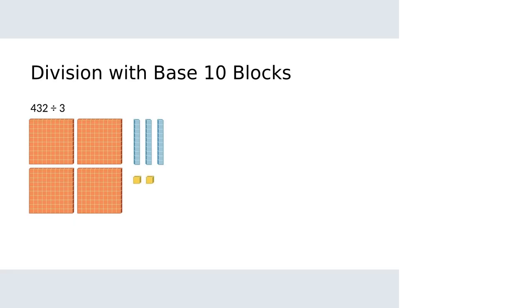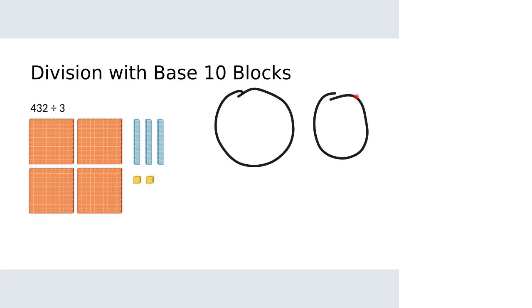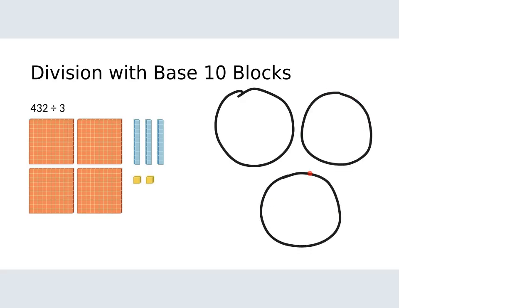When we divide by 3, we want to put these in 3 equal piles. So I'm going to make my 3 equal piles over here. This won't be a work of art, I promise you. There's my 3 equal piles. And I'm just going to start putting stuff in them. So I'm going to take one of these flats and put it in each one of those. So I put a flat in each one. Okay, now I have 1 flat left.